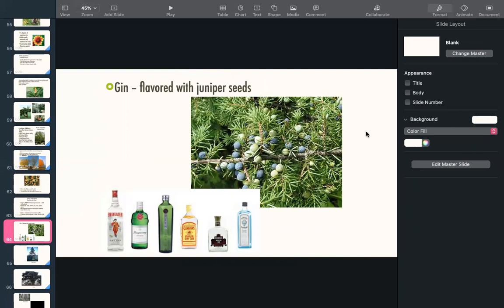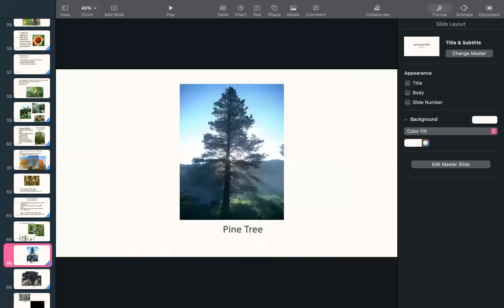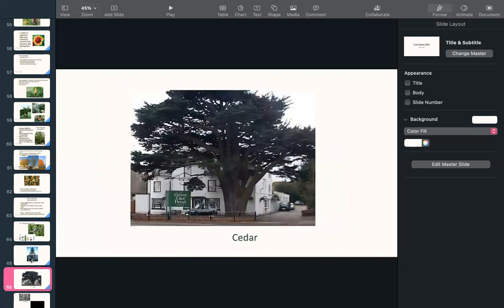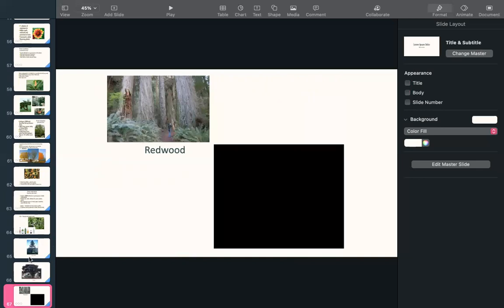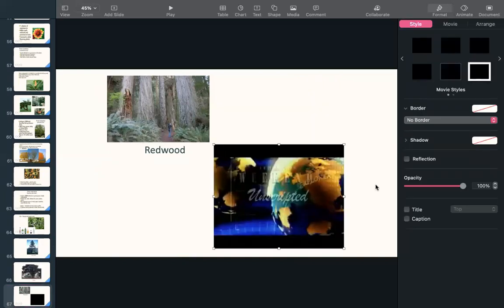The useful thing, I guess, about the juniper tree is that gin, the alcohol gin, is flavored with the juniper seeds. Again, they look like berries, but they are not. They are seeds. They're like fleshy seeds. So here's the pine tree, just to give you an idea of what these plants look like. Cedar is a very aromatic wood that's used in the inside of saunas. You have redwoods, which are huge trees.